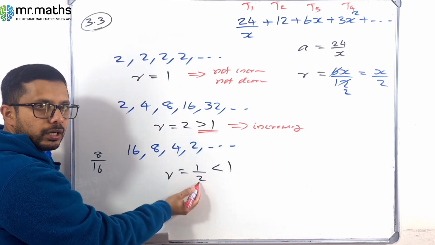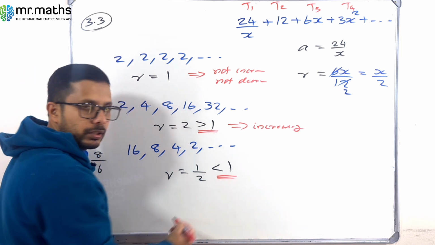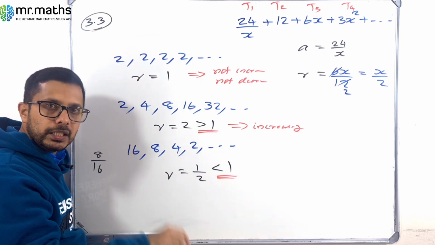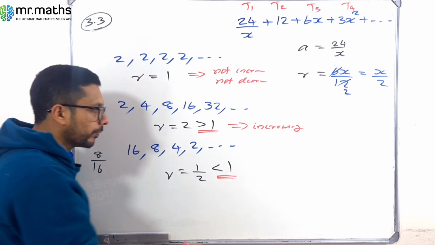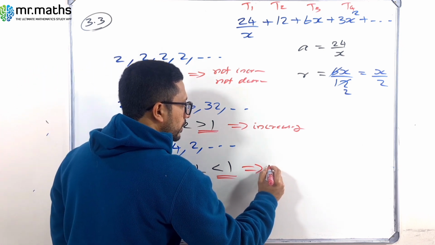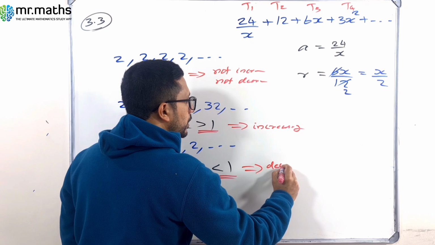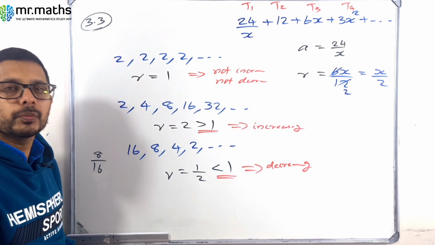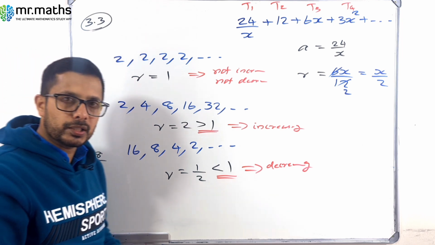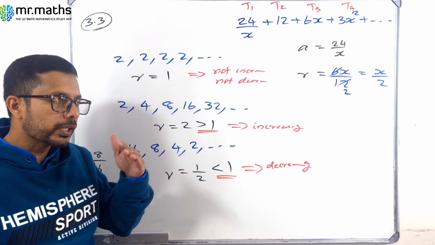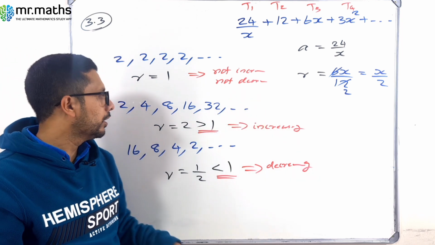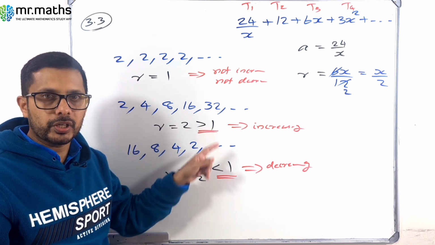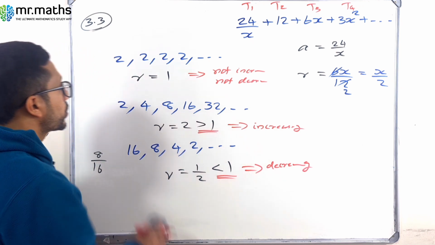Here R is what? Half, less than 1. Am I right? So now what happened to the geometry series? It is decreasing. So when R is less than 1, the geometry series is decreasing. Am I right, guys? So what is the condition that you have to understand from here? If a geometry series is increasing, it means the value of R is greater than 1. Do you understand? Okay, now come back to our question.